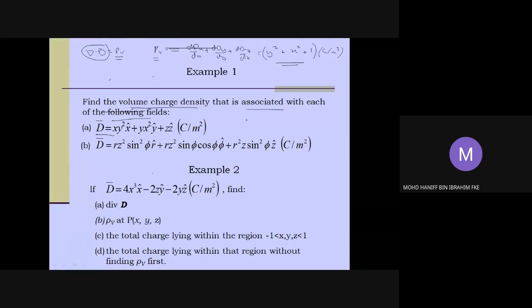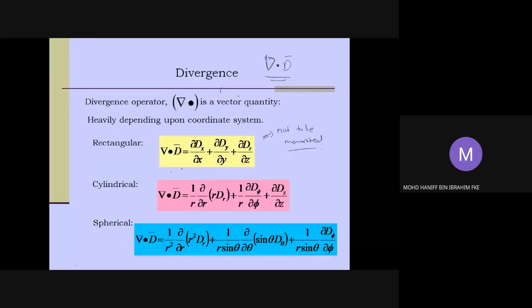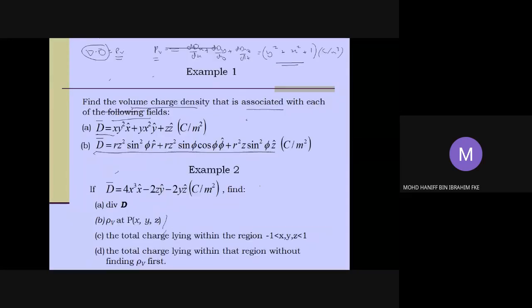Okay, so the same thing applies to part B of the question, which is to find the volume charge density rho V for this given D. Knowing that this vector D is given in cylindrical coordinates, you have to adopt the second equation down here to find the divergence of D. So you can try this on your own. The answer obtained will be equal to rho V, a volume charge density.